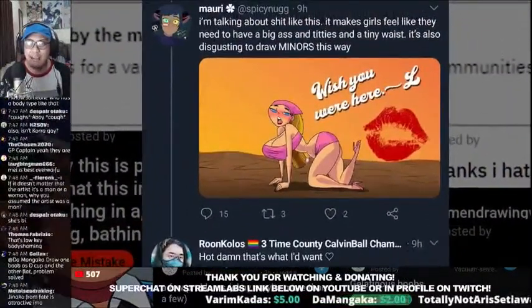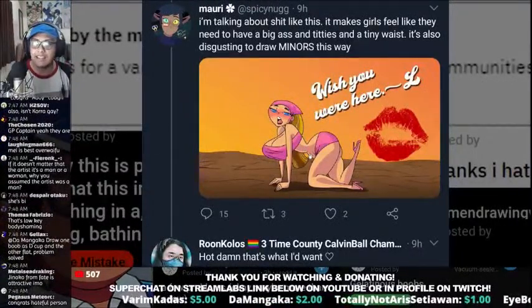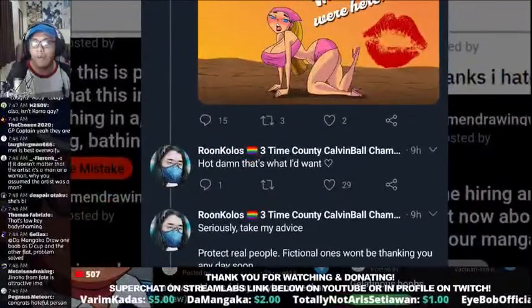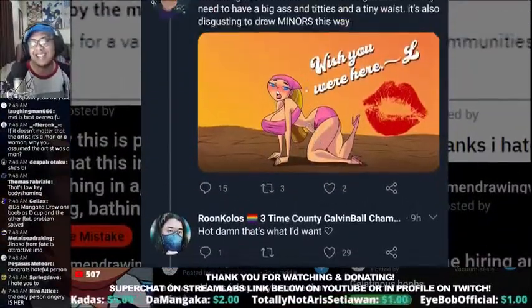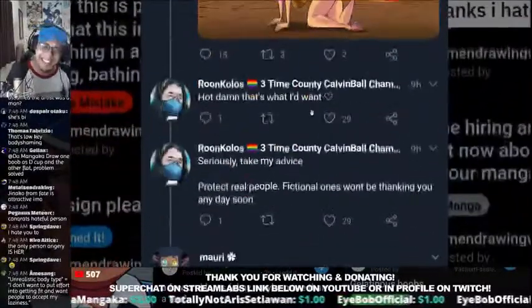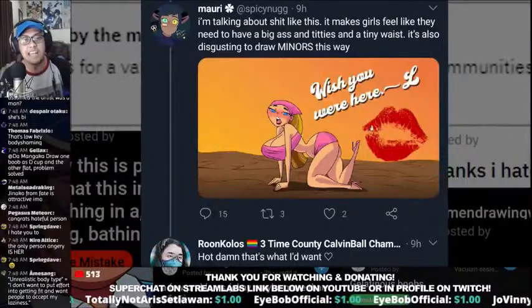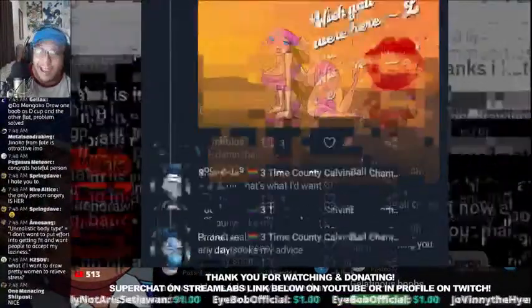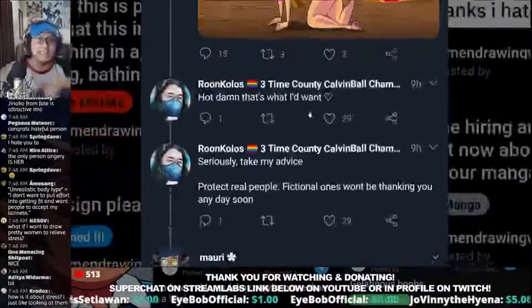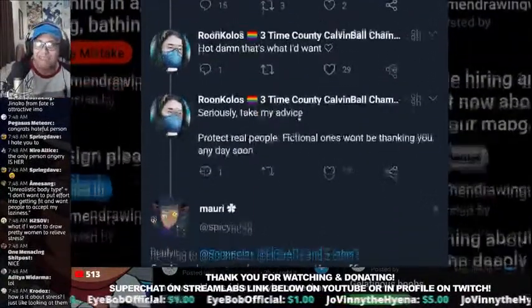There's also this. It makes girls feel like they need to have a big ass, titties, and tiny waist. It's also disgusting to draw minors that way. Again, obviously this is exaggerated. You're seriously looking at this image and thinking this is going to reinforce the idea that women all should look like this? Of course not. We've seen women who look like this and, well, let's just say that they don't look pretty good.